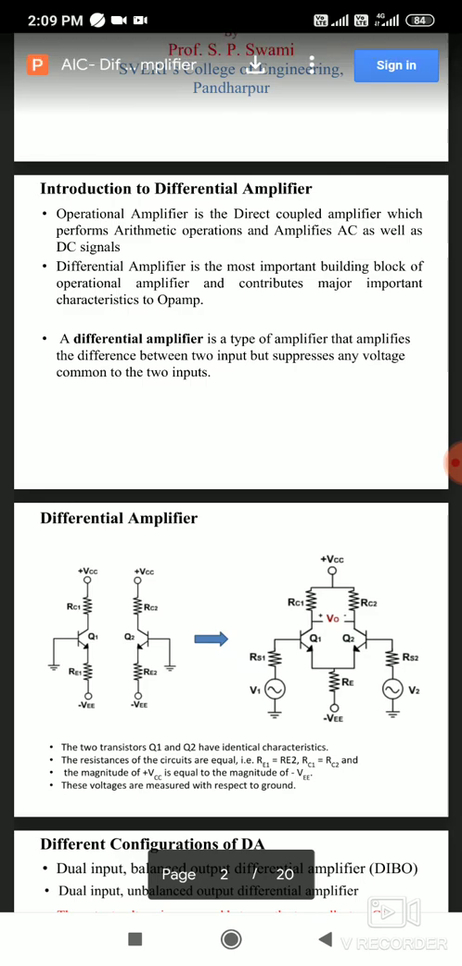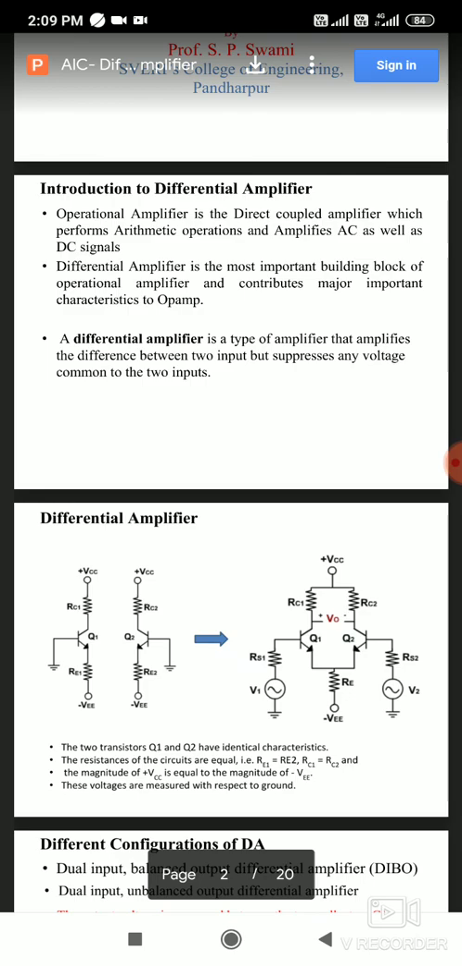The differential amplifier is the most important building block of the operational amplifier. It is the first block of the operational amplifier. It takes two inputs and gives a balanced output. So it is a major important component in the operational amplifier. After that, we saw the function of a differential amplifier with the help of the definition.